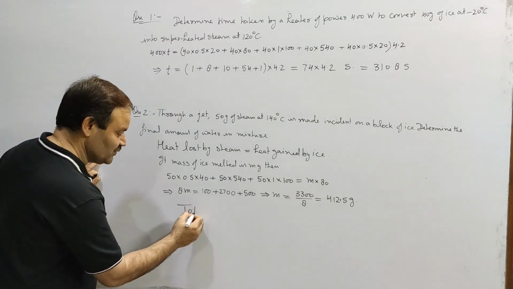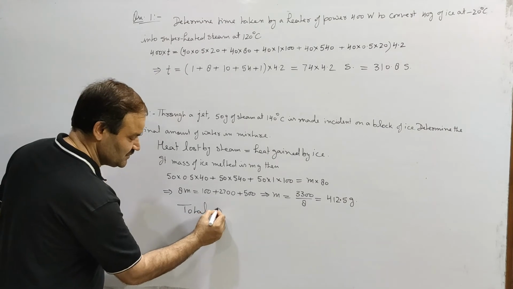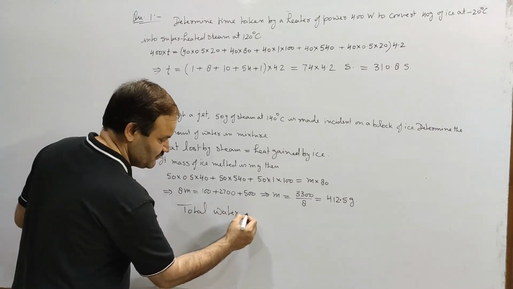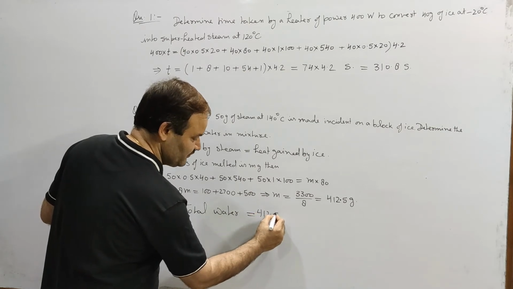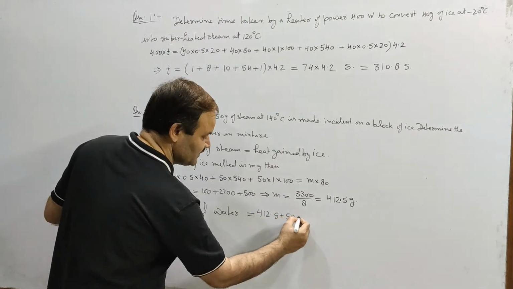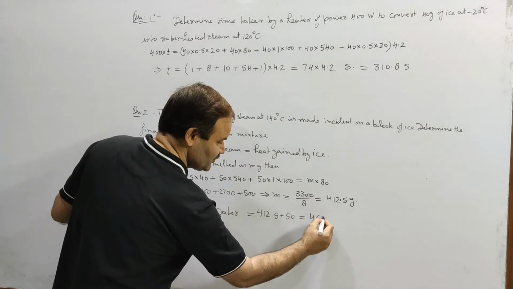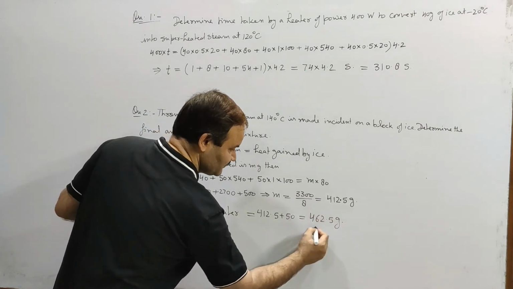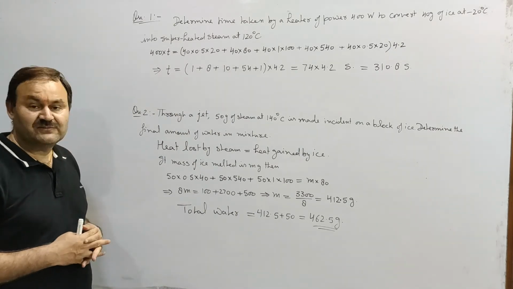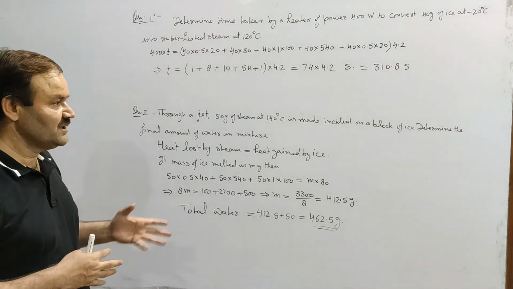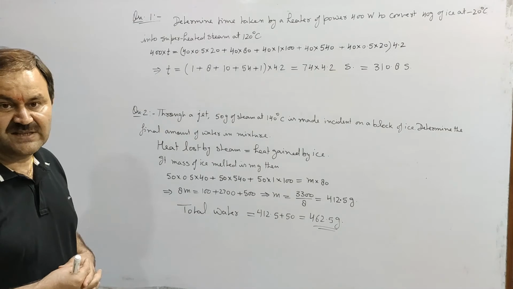So total amount of water in the mixture will be 412.5 plus 50, that is 462.5 gram. In this way we can determine the total amount of water in the mixture.